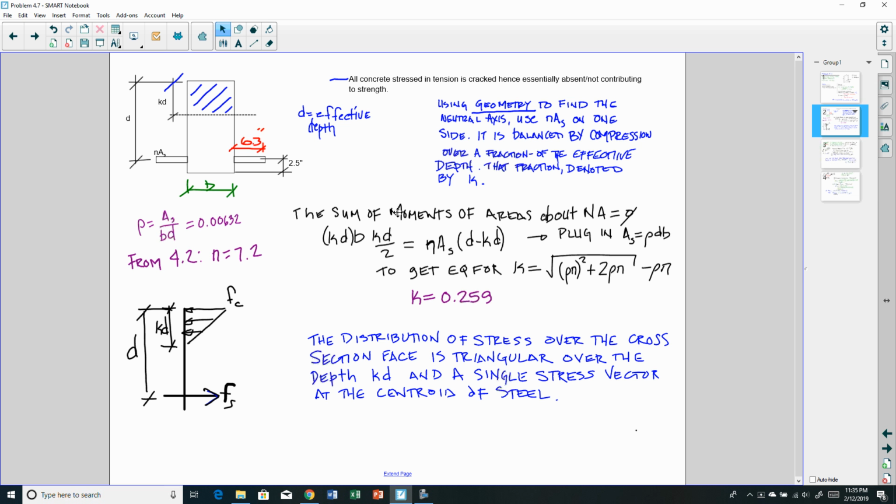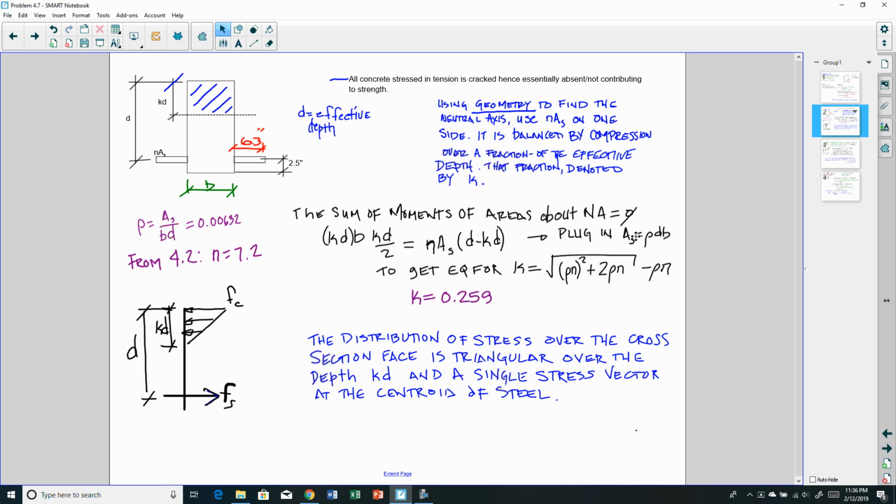So to find this k value, we just sum the moments of the areas about the neutral axis. The area is kd times b, and the moment arm about this unknown located neutral axis is kd divided by 2. And the distance from the neutral axis to the steel is d minus kd. The force, or the area, I'm sorry, is equal to n times As, and n is our modular ratio, which is Es over Ec, and from problem 4.2 that was 7.2.